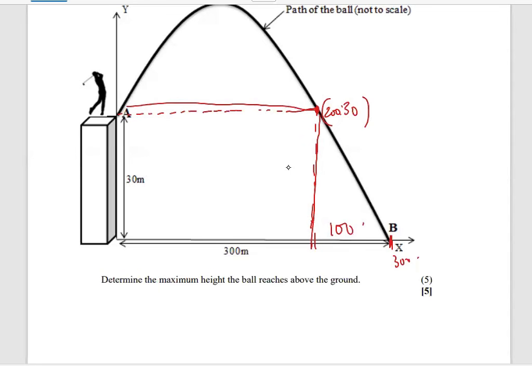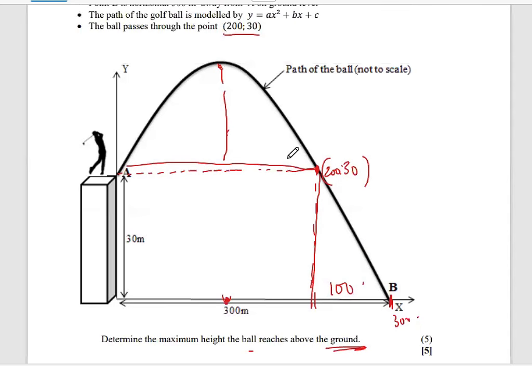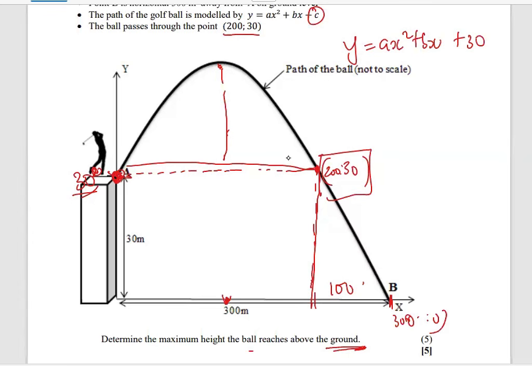Determine the maximum height that the ball reaches above the ground for 5 marks. They want that distance there from the ground. So what we're going to do in this case, we can do the modeling. If this is our y-axis, it simply means that the y-intercept is a 30. So if I have y is equal to ax squared plus bx plus c, this c becomes a 30. Then I can do the substitution of 200 together with the 30, and also use the 300 and then 0.